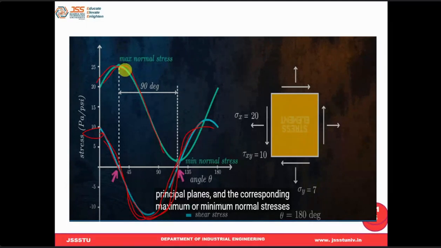See, this is a very crucial point for you to observe here. We put an arrow mark here. What is the shear stress value at this point?